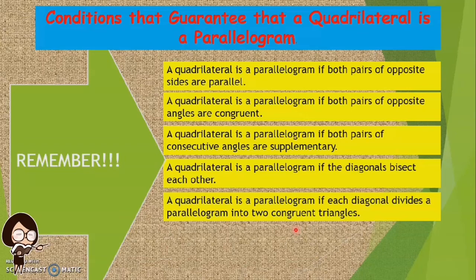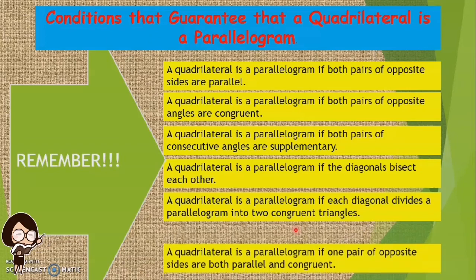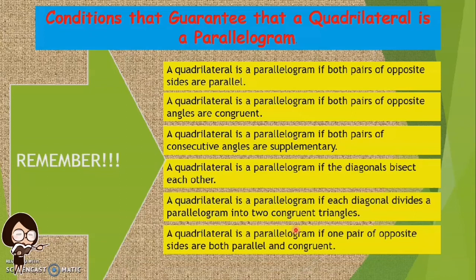I think there's more that we have to remember regarding the conditions that guarantee that a quadrilateral is a parallelogram, and that is a quadrilateral is a parallelogram if one pair of opposite sides are both parallel and congruent.